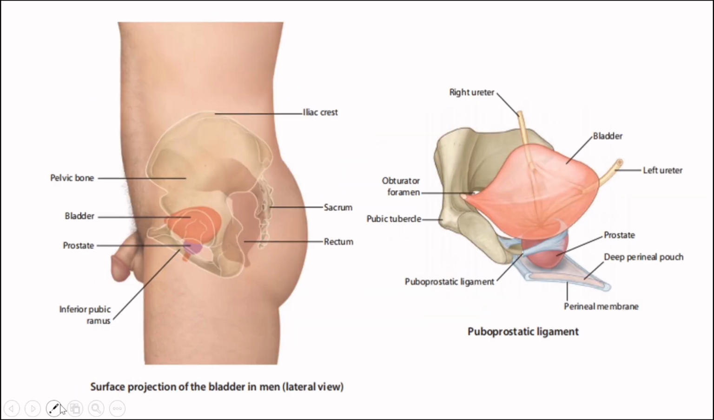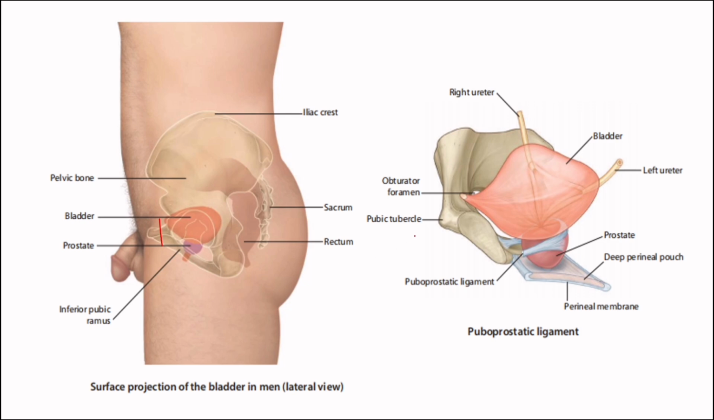Then again, let us talk a little bit more about the dimensions of the bladder. The bladder is just posterior to the pubis, specifically the symphysis pubis. That's where we find the bladder. It is supported to the pubis via the puboprostatic ligament in males.